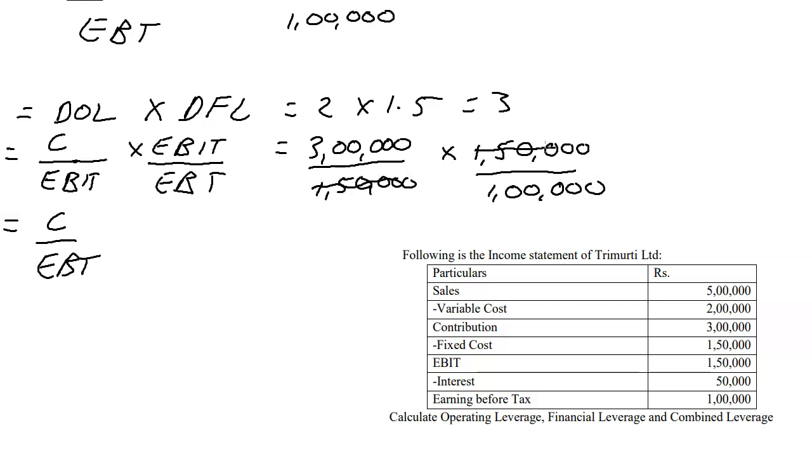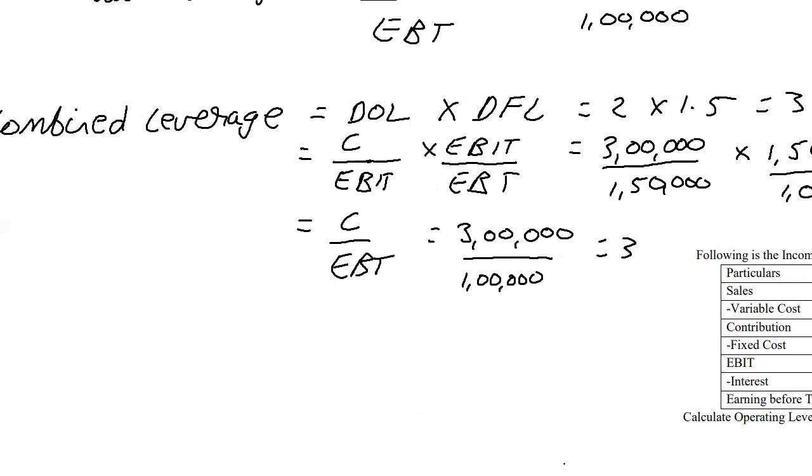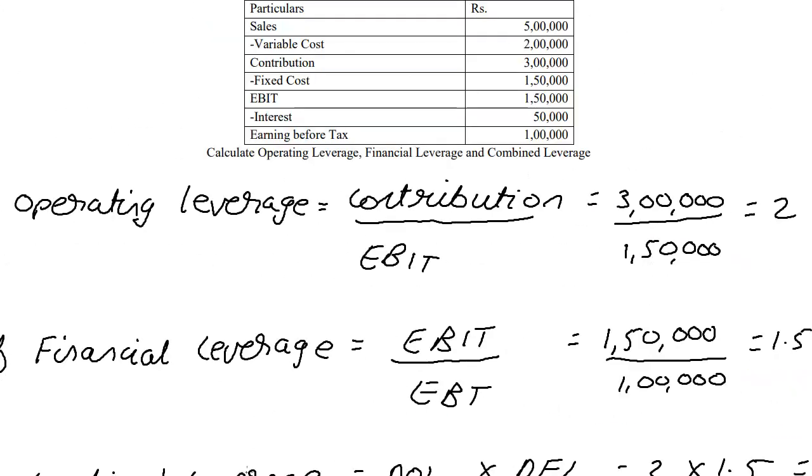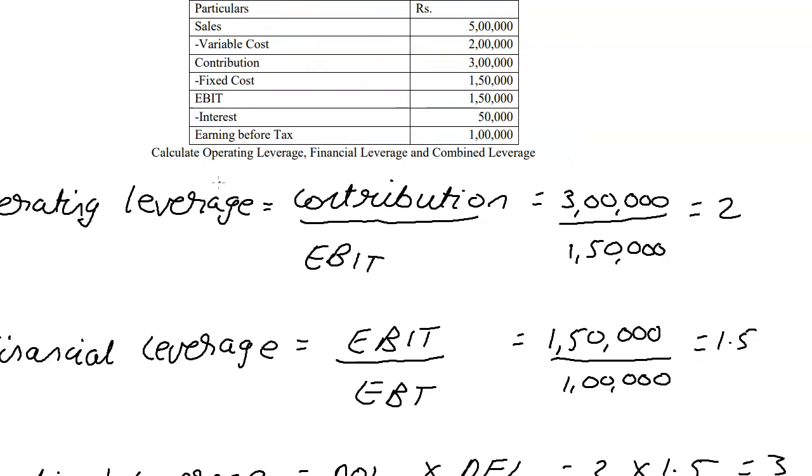Again, do the math. 1 lakh 50, 1 lakh 50 cancelled, all these zeros cancelled. Again, you'll end up with 3. And C upon EBT means you take contribution, which is 3 lakhs, you take EBT, which is 1 lakh, and even then you're going to end up with 3. So in short, our degree of operating leverage is equal to 2, financial leverage is equal to 1.5, combined leverage is equal to 3.